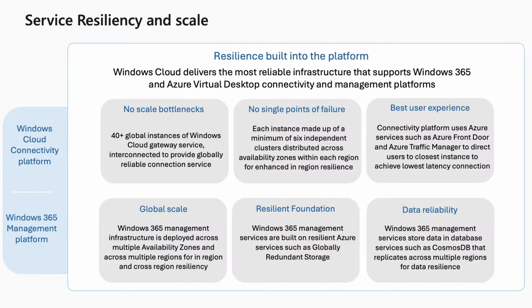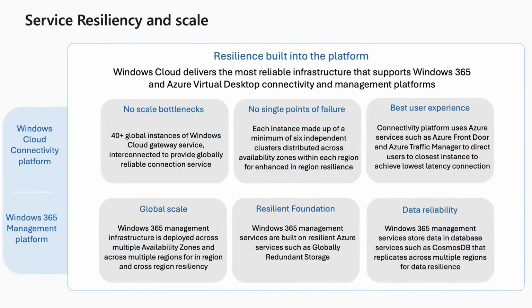Windows 365 and Azure Virtual Desktop actually use a common connectivity platform underneath. So what you're seeing is we have instances deployed all over the world to provide you connectivity to your virtual machines. We make sure that each instance is actually made up of 6 independent instances. So in the event of a failure, another independent instance could actually take over and still provide you connectivity. And we use Azure resilience services like Azure Front Door and Azure Traffic Manager that direct users to the closest gateway connection. So we can ensure that the lowest latency connection is provided to our users.